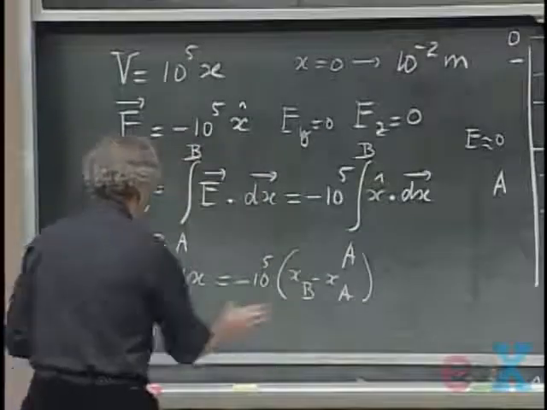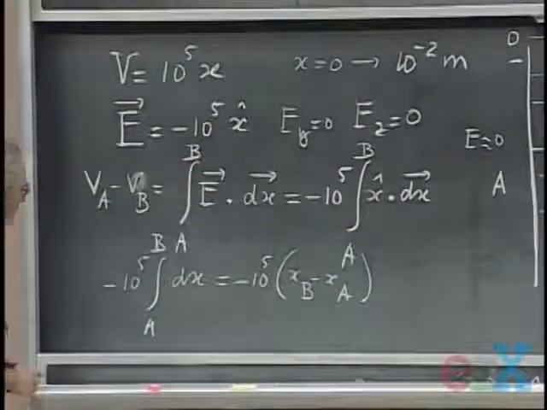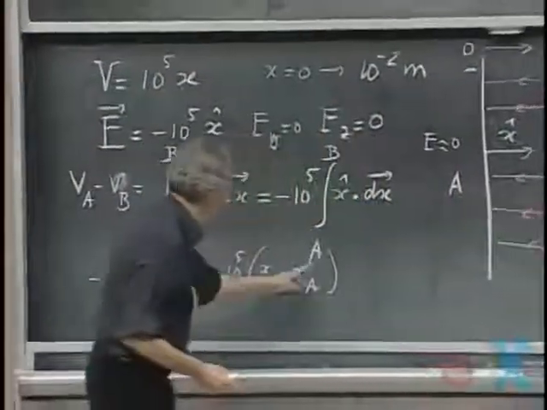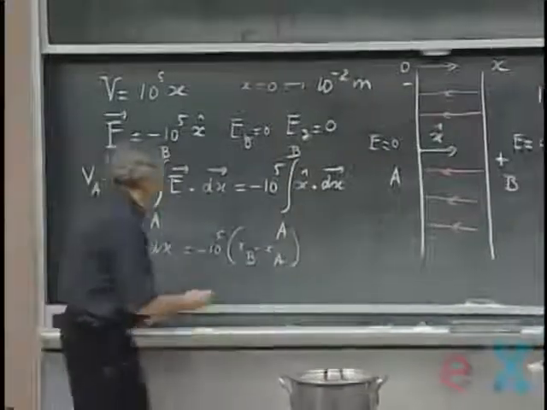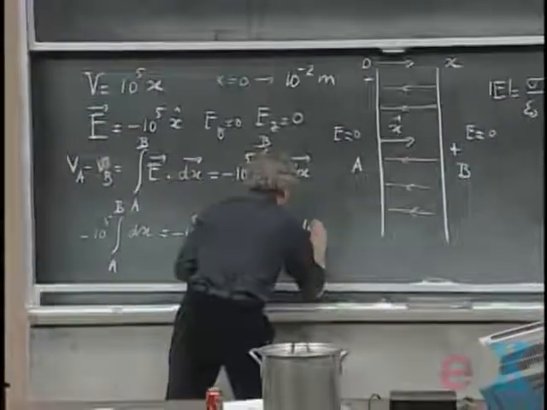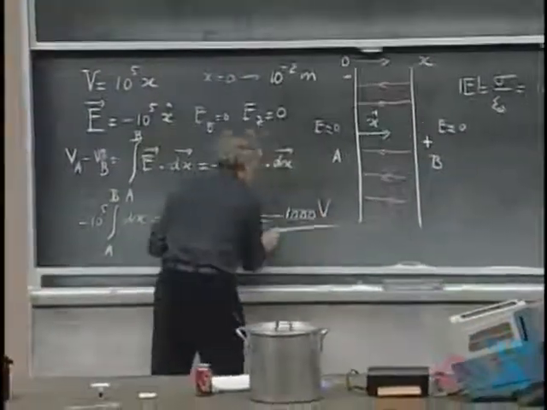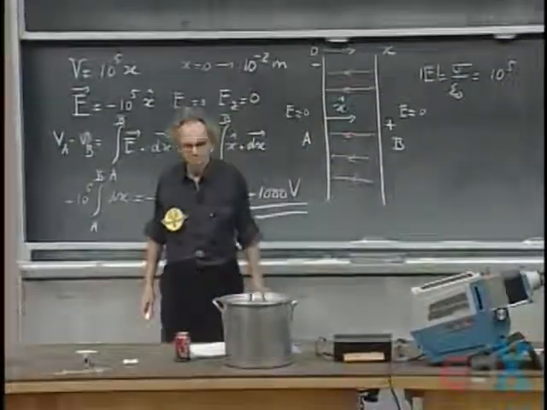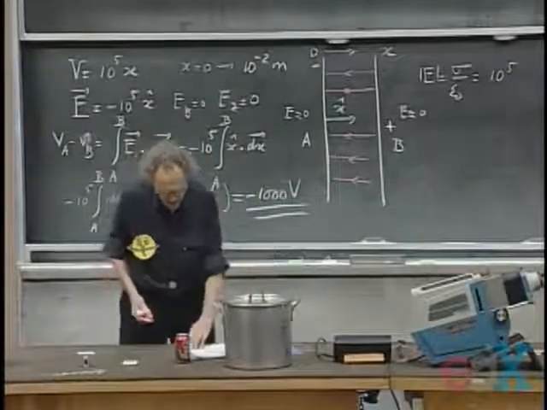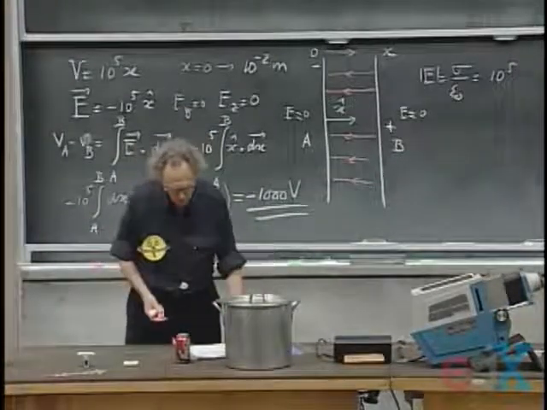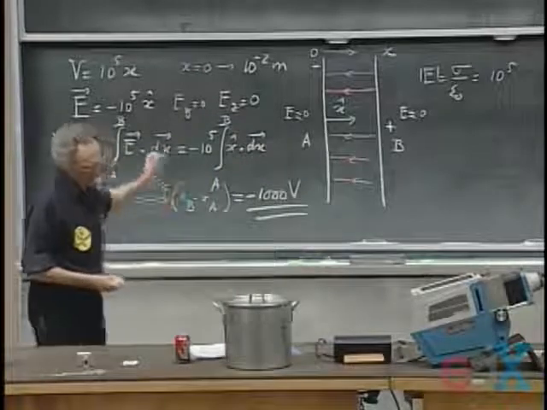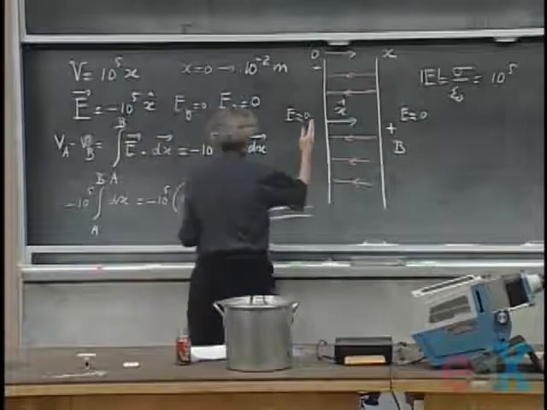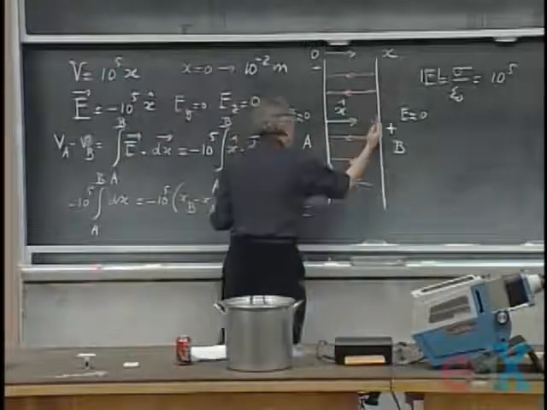And if this is 10 to the minus 2 meters, to go from here to here is 1 centimeter, I must multiply this by 10 to the minus 2, so I get that this is minus 1,000 volts. So A is 1,000 volts lower than B. That's what it means. And that's something that's very physical. Notice that if you go from left to right, the potential grows linearly. This is lower than that.